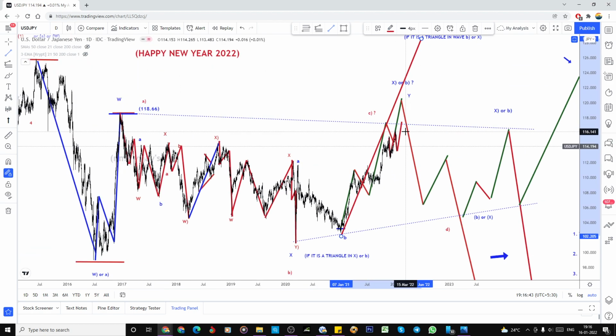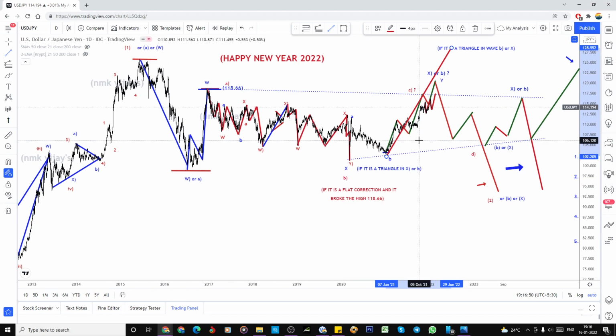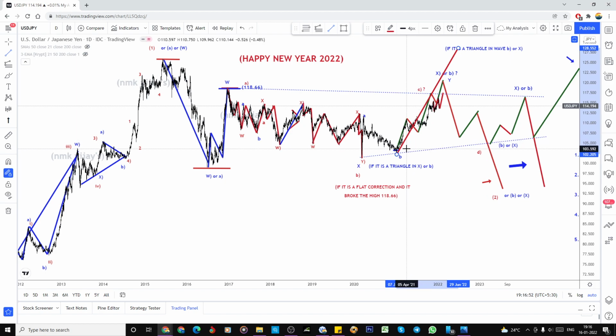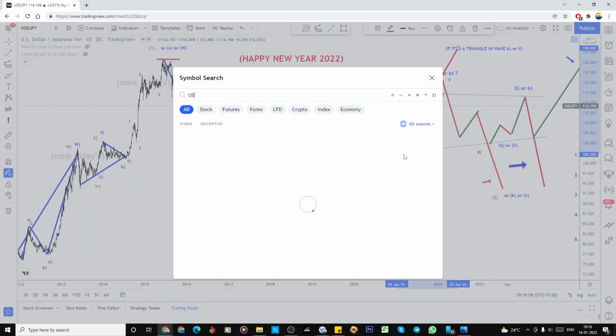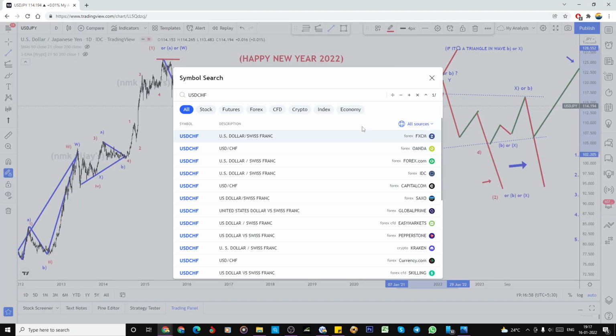But my target is, I'm going to book the profit if it breaks the 118.66. That is my clear view. That's it from this pair. So let's move on to USDCHF.